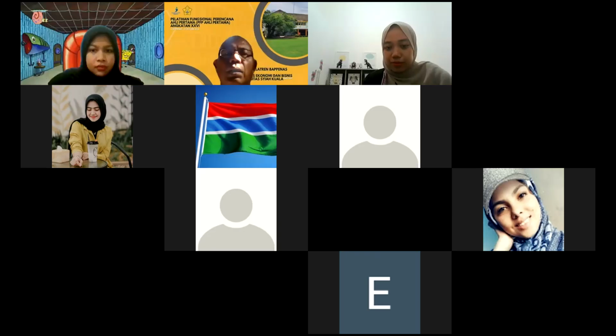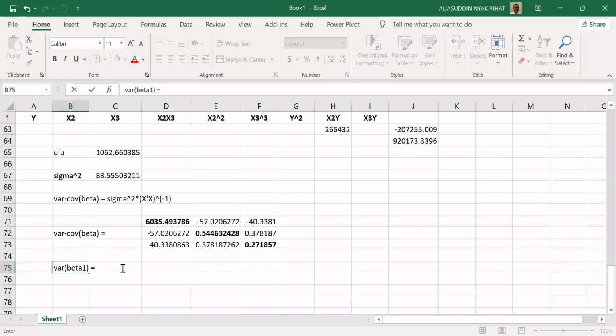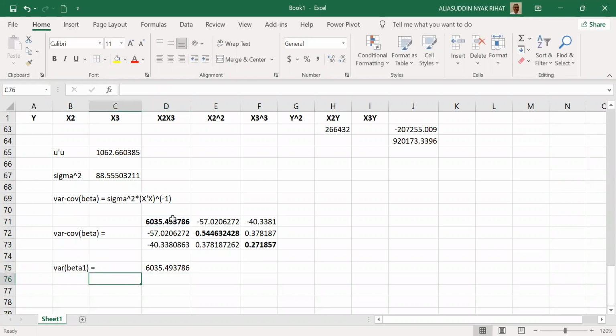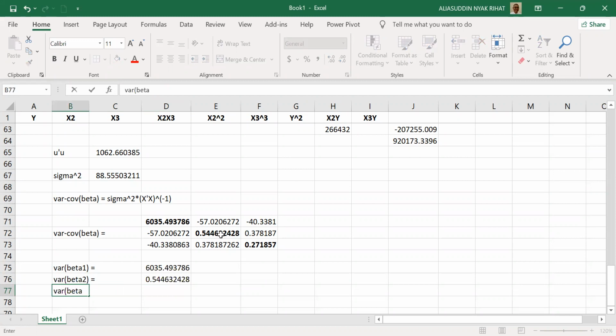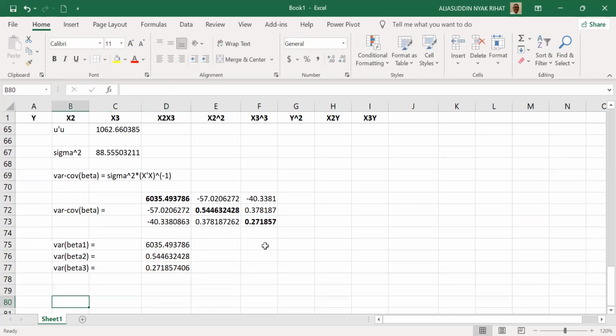So you have an incoming call. Now we have variance covariance beta. Variance beta 1 is equal to this one. Variance beta 2 is equal to A22 here. Variance beta 3 is equal to this one, right? A33.